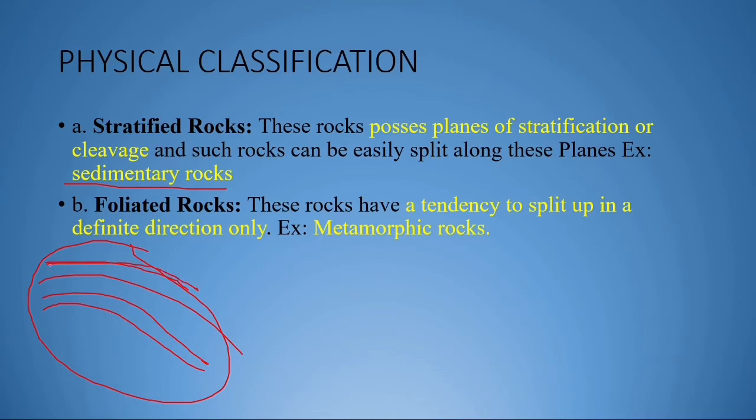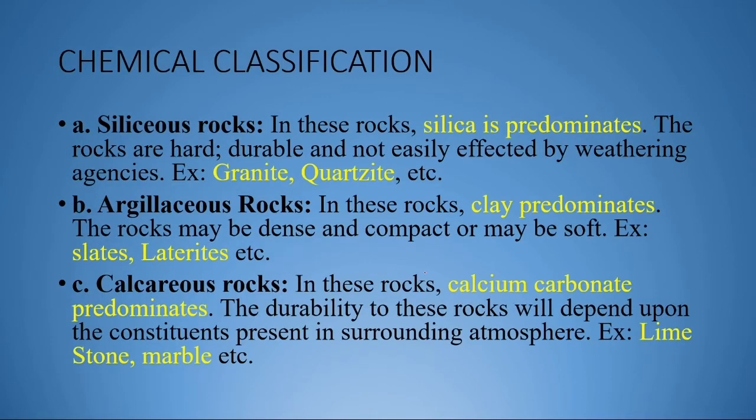The next is foliated rocks. These rocks have a tendency to split in a definite direction only. Example, metamorphic rocks. Fine. The next is chemical classification. First is siliceous rocks. In these rocks, silica is predominant. These rocks are hard, durable, and not easily affected by weathering agencies. Example, granite and quartzite.